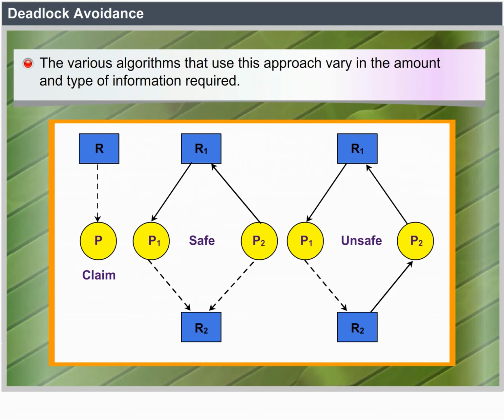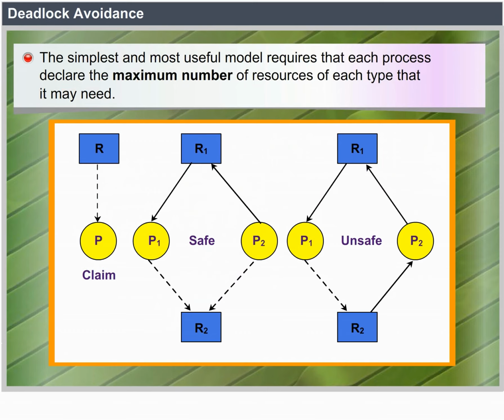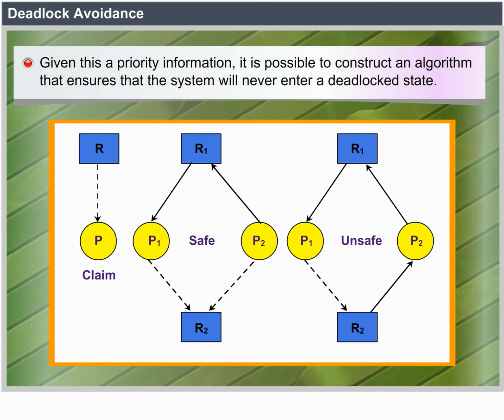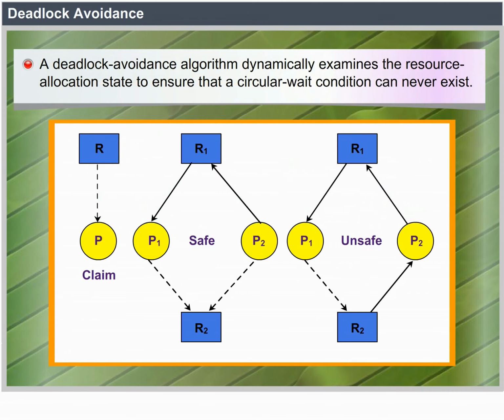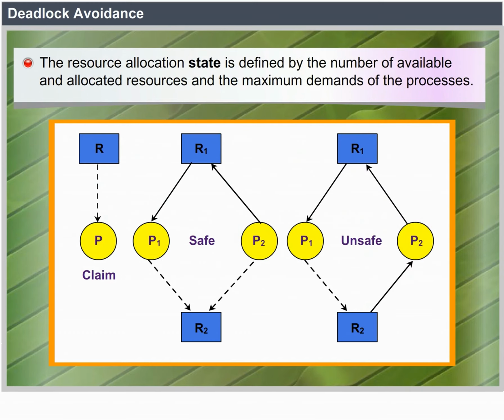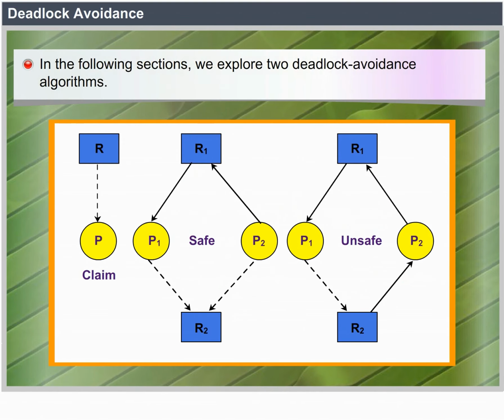The simplest and most useful model requires that each process declare the maximum number of resources of each type that it may need. Given this information, it is possible to construct an algorithm that ensures that the system will never enter a deadlocked state. A deadlock avoidance algorithm dynamically examines the resource allocation state to ensure that a circular wait condition can never exist. The resource allocation state is defined by the number of available and allocated resources and the maximum demands of the processes. In the following sections, we explore two deadlock avoidance algorithms.